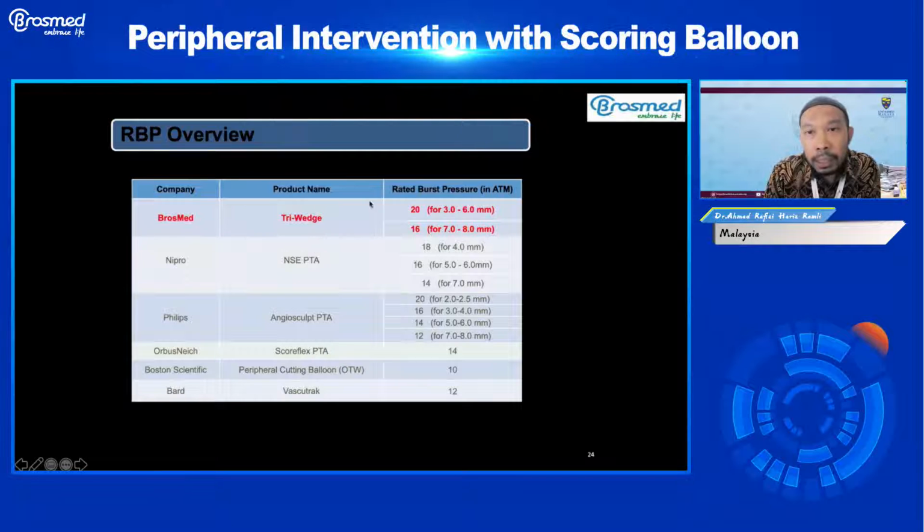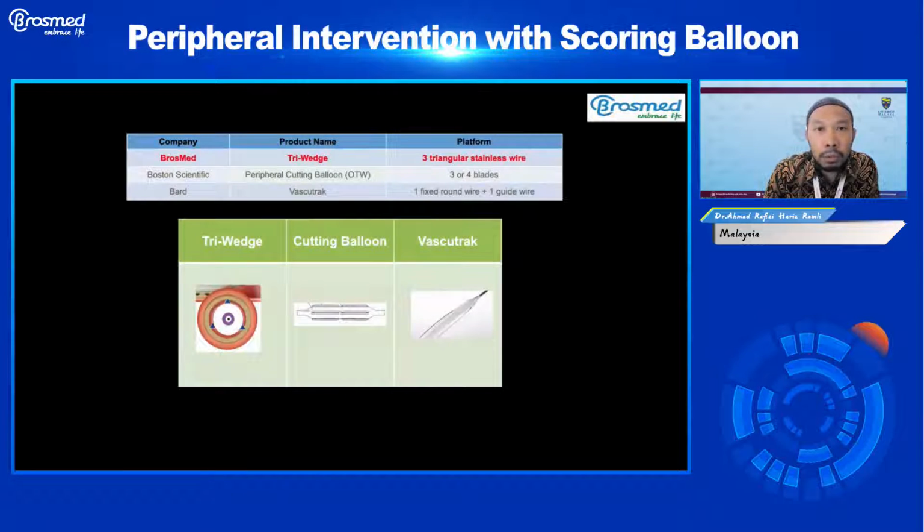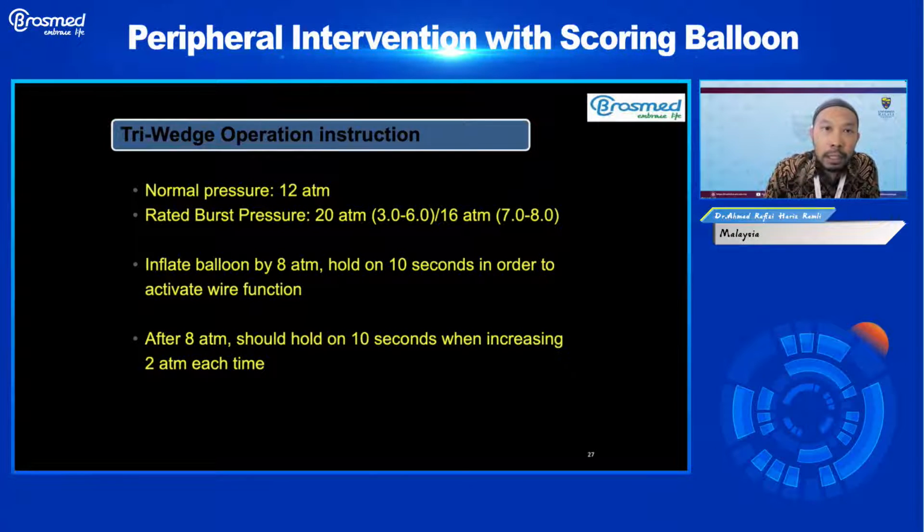BrosMed. Okay, yeah, basically I think I've mentioned this before in terms of the rated pressure. Okay, and then this also I mentioned before, we don't need to go through this. This is just comparative to the cutting balloon, where it has the blade. And those who are familiar with the basket track, the wire, the configuration is like that. There's two scoring elements. So there is an operating instruction for this.